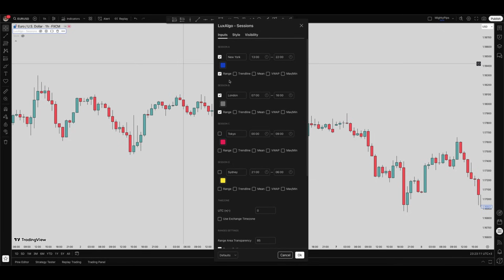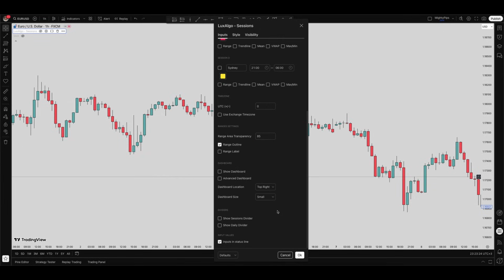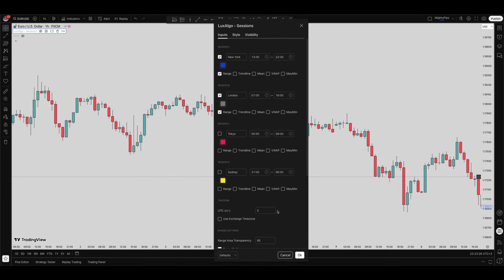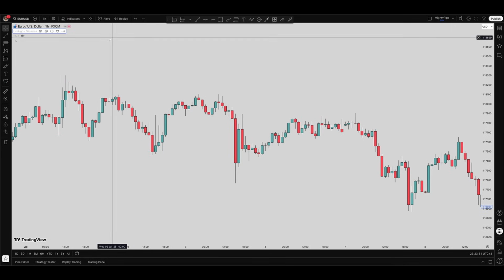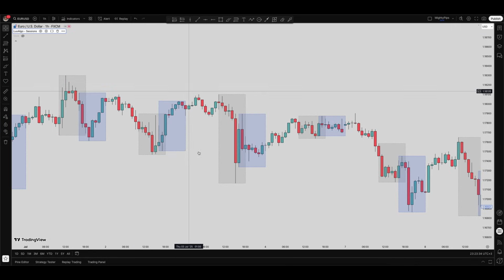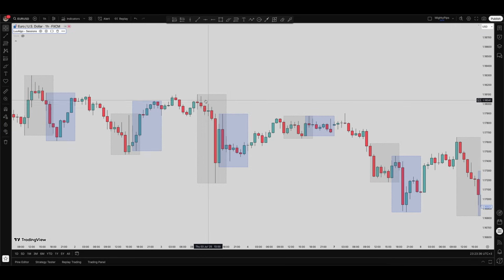I have the New York session, and I also have the London session applied. Those are the only two sessions that I trade. I don't trade the Tokyo session or the Sydney session. Just take a screenshot or follow these settings for that indicator, and then you will have the same exact one on your chart. Once you have it, you will see something like this on your chart showing the London and New York sessions. The London session is the first gray box, and then the New York session is the blue box ahead.